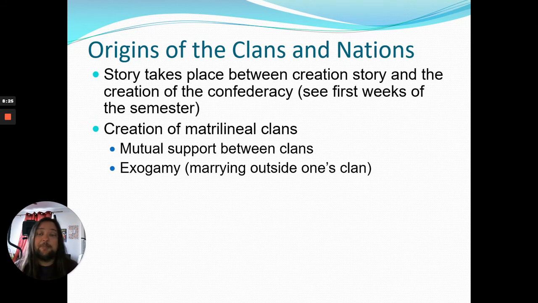in your clan. In this story, there's mention that the establishment of these clans is less about division, and more about uniting them in terms of having mutual support between the clans, mutual accountability. And exogamy. Exogamy is a term we learn in anthropology as well. It refers to marrying outside of one's clan.